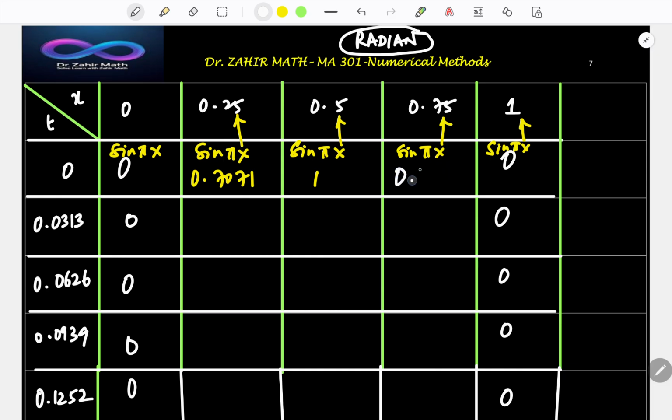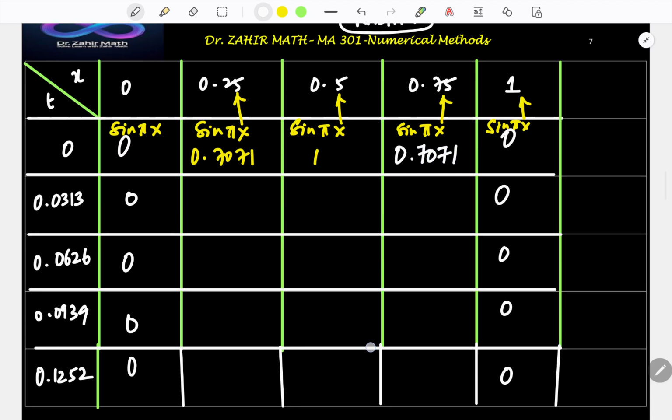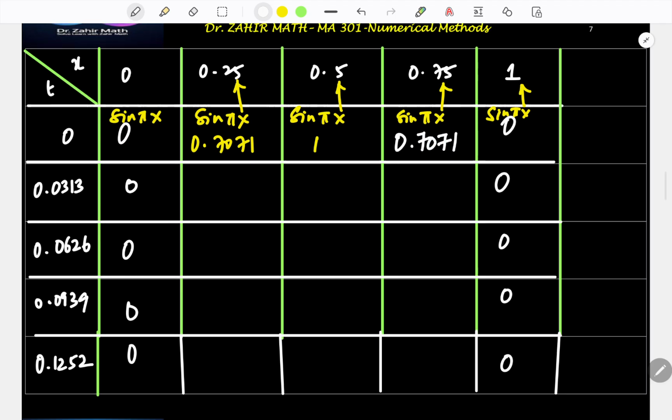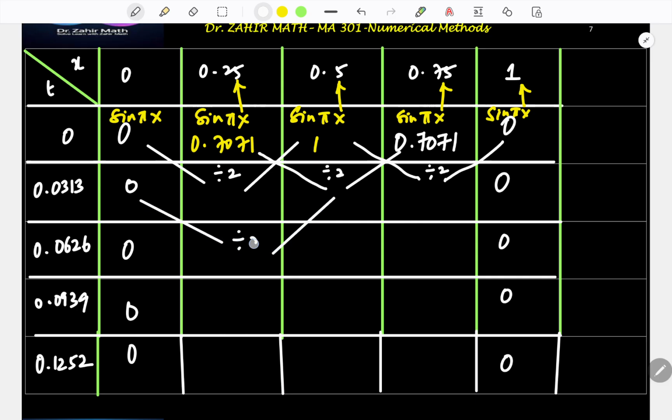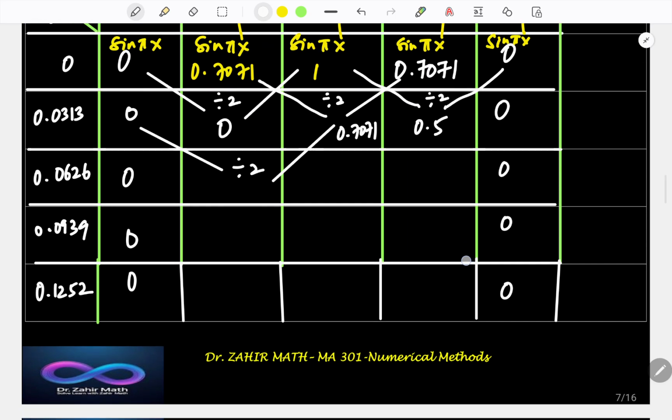0.7071. Right. Now to get this value, you're going to add this one and this one, divide by 2. This one and this one, divide by 2. This one and this one, take it and divide by 2. So for this one, like this, we are going to fill up, right? So which will be 0, 1 is 0.5. This one 2 times, adding 0.7071 one time. And this is 0.5, 1 plus 0. So like this, you're going to fill up the table, okay?